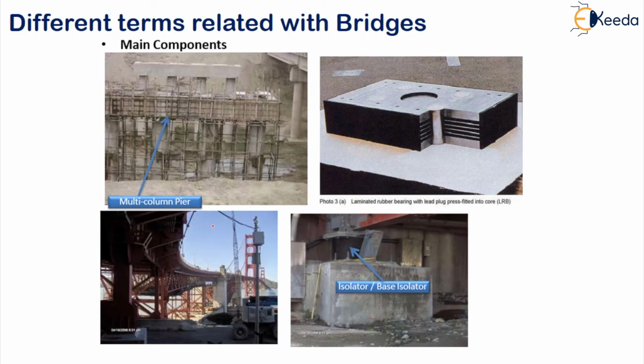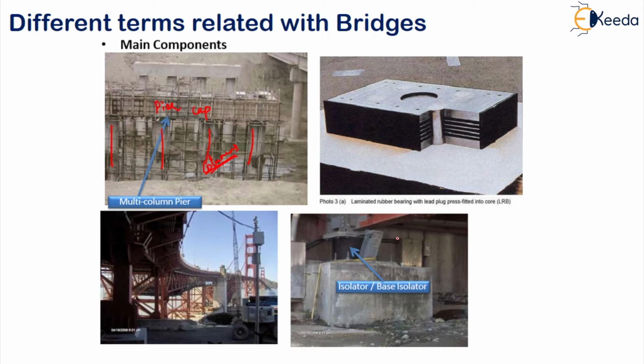Now some special components also come into existence, right? A multi-column pier is what? You will have one pier cap, but there will be multiple columns in order to support your bridge. So this is your pier cap. For a single cap, you will have multiple columns. That's why it's called a multi-column pier.